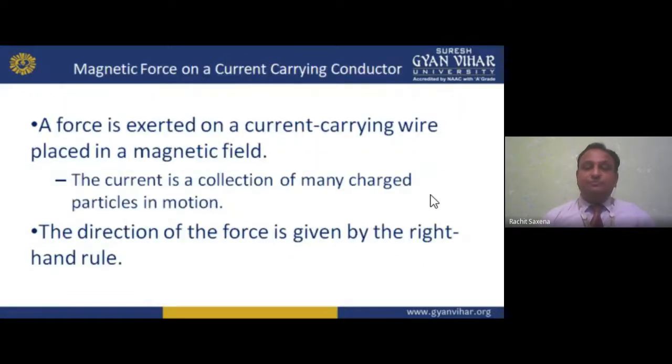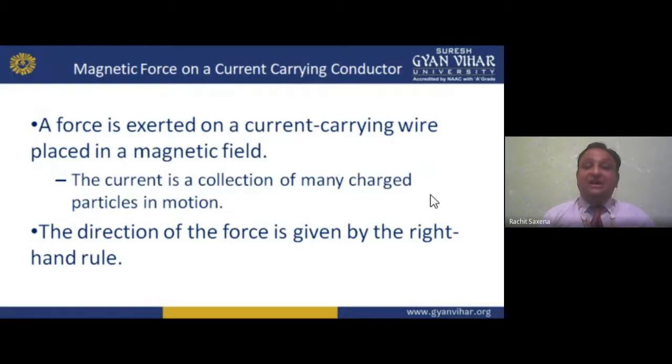Next, magnetic force on a current carrying conductor. A force is exerted on a current carrying wire placed in a magnetic field. In previous lectures I already told you about this, and in unit number 1 we studied the force law. So that is similar to that one.